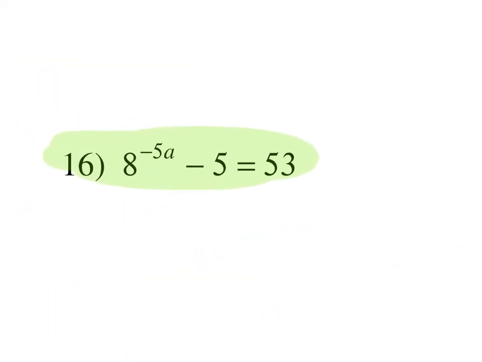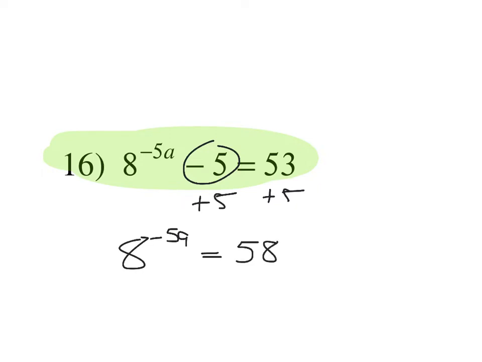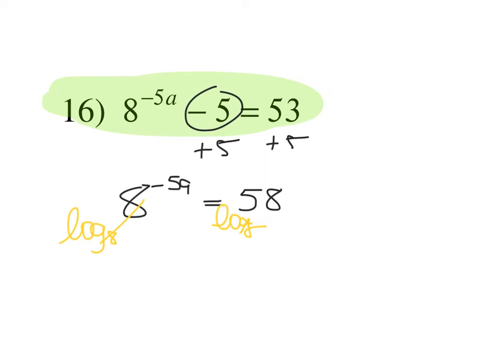All right, here, guys. What do I do first? Okay, we're going to add 5. Good. So I have 8 to the negative 5a equals 58. What's the opposite of big exponential 8? Log 8. So if I log 8 here, I'm going to log 8 here. So negative 5a equals what?